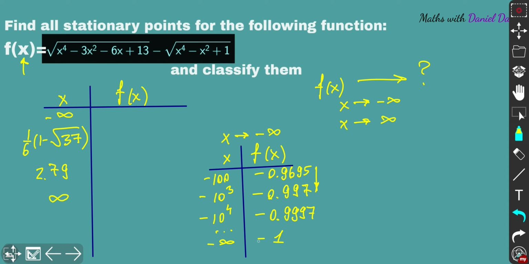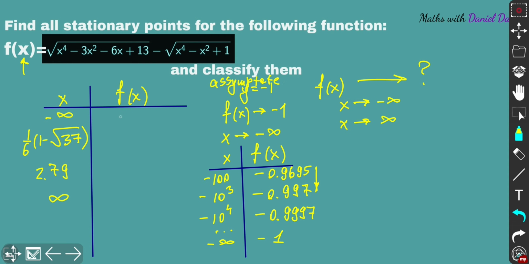So that means this is the target. You can say that when x is close to negative infinity, f(x) becomes negative 1. It tends to negative 1. So that's why y equals negative 1 becomes the asymptote. So this is an asymptote for your function.